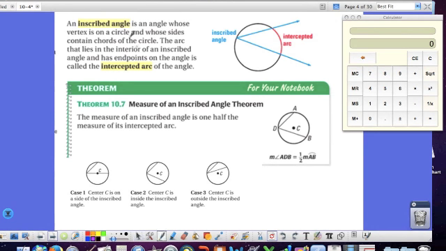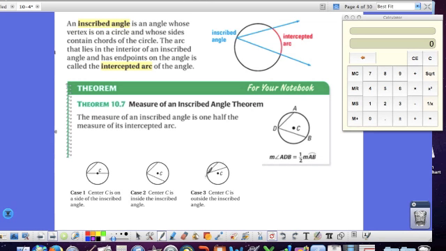An inscribed angle is an angle whose vertex is on a circle and whose sides contain chords of the circle. The arc that lies in the interior of an inscribed angle and has endpoints on the angle is called the intercepted arc of the angle. Measure of an inscribed angle theorem: the measure of an inscribed angle is 1/2 the measure of the intercepted arc. This works if center C is on a side of the inscribed angle, center C is inside the inscribed angle, or center C is outside the inscribed angle.